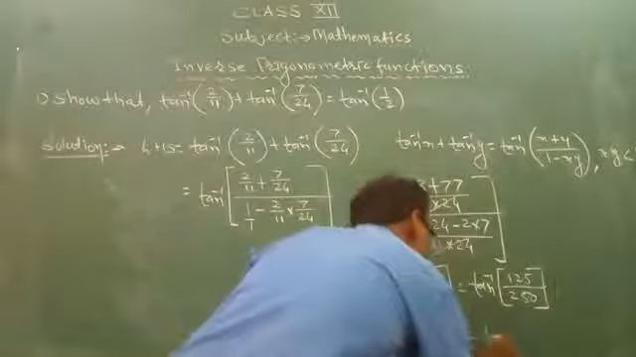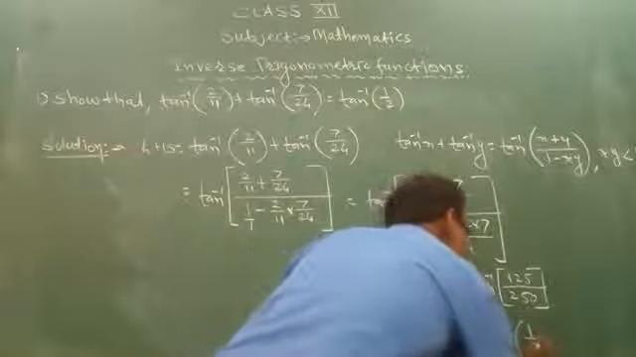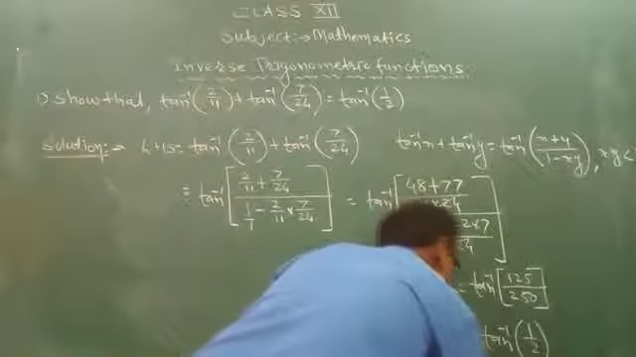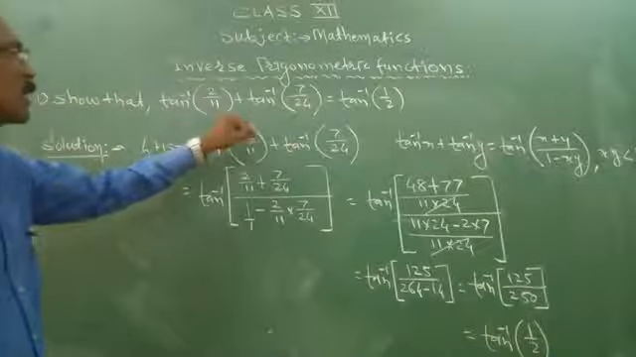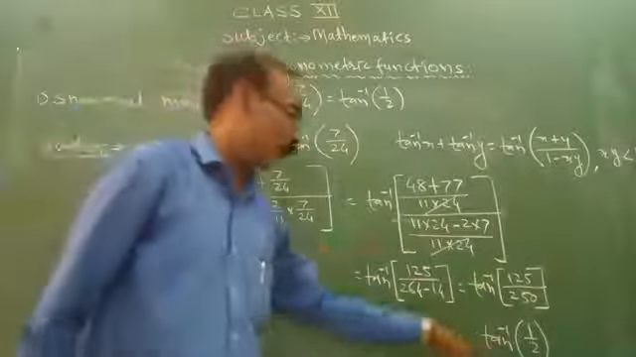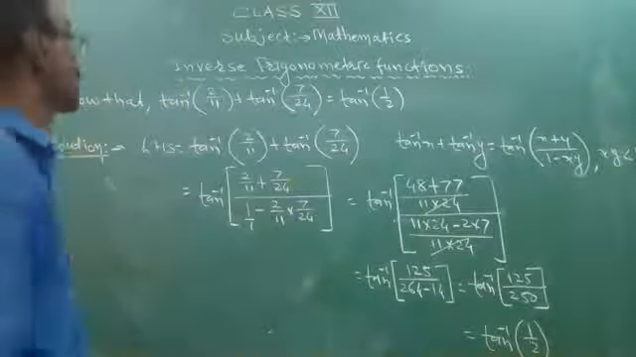So this is equal to tan inverse half, equal to RHS, right hand side. So in this way we can prove it. So tan inverse 2 by 11 plus tan inverse 7 by 24 is equal to tan inverse half. You can prove it in this way.